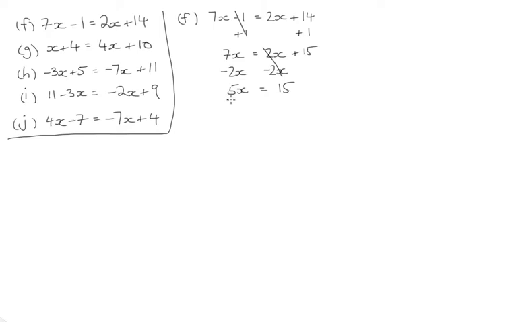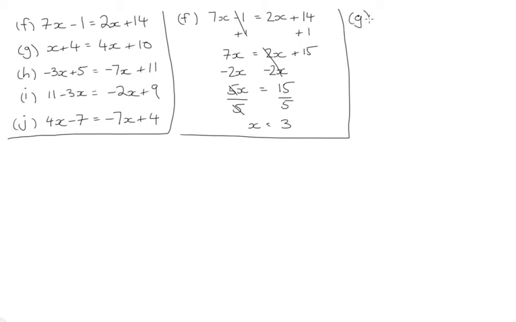I want to get rid of this 5, so I'm going to divide it. But I have to divide both sides by 5, because whatever I do to one side, I have to do to both. That gives me x is equal to 15 divided by 5, so x is equal to 3, because 5 goes into 15 3 times. All right, x is equal to 3. If you have any problems, just message me, okay?